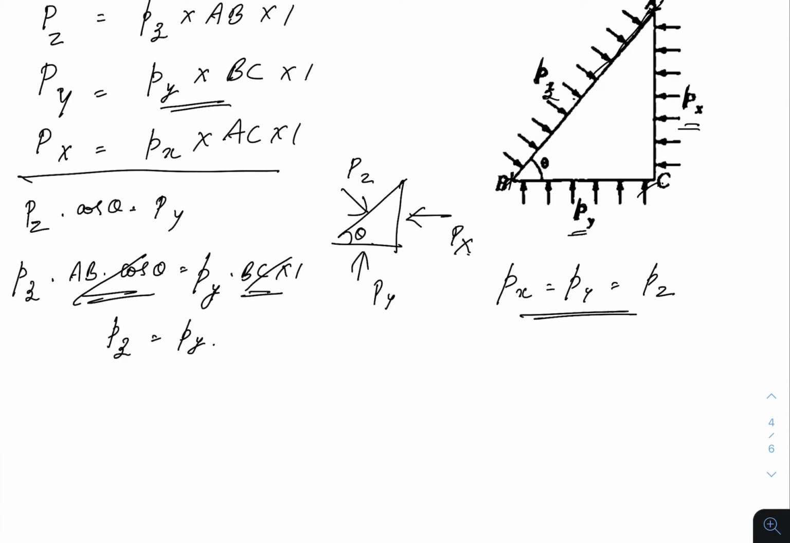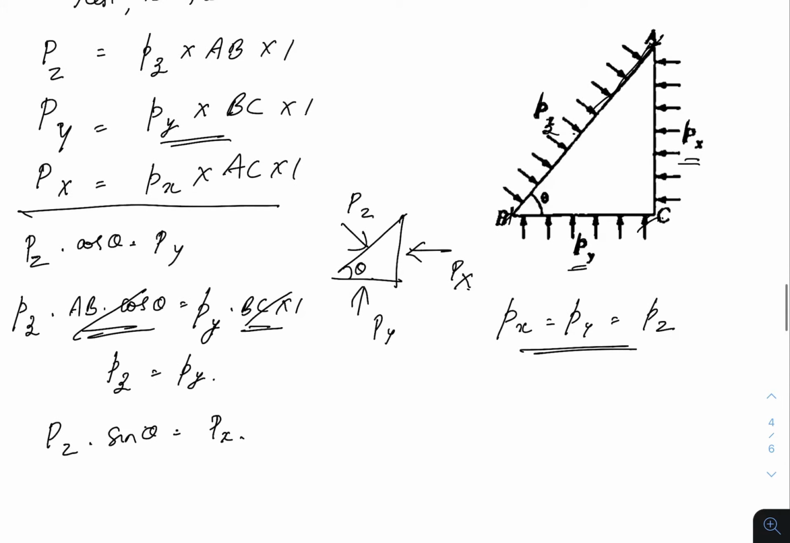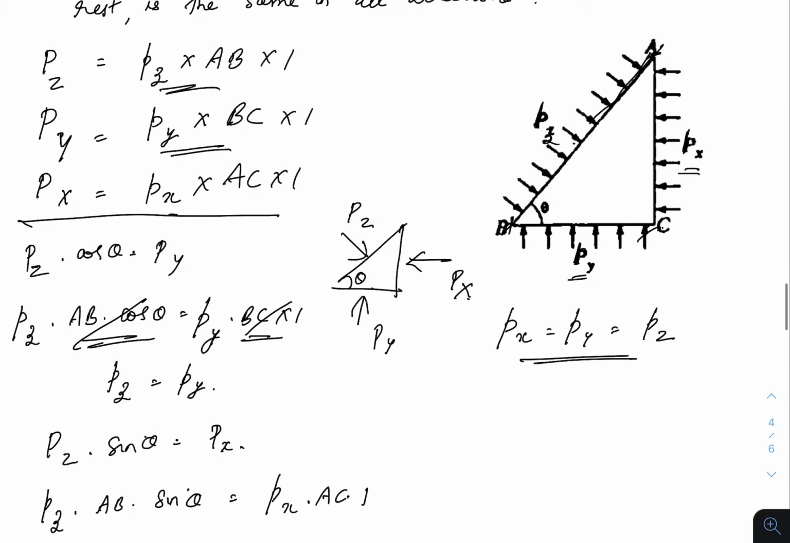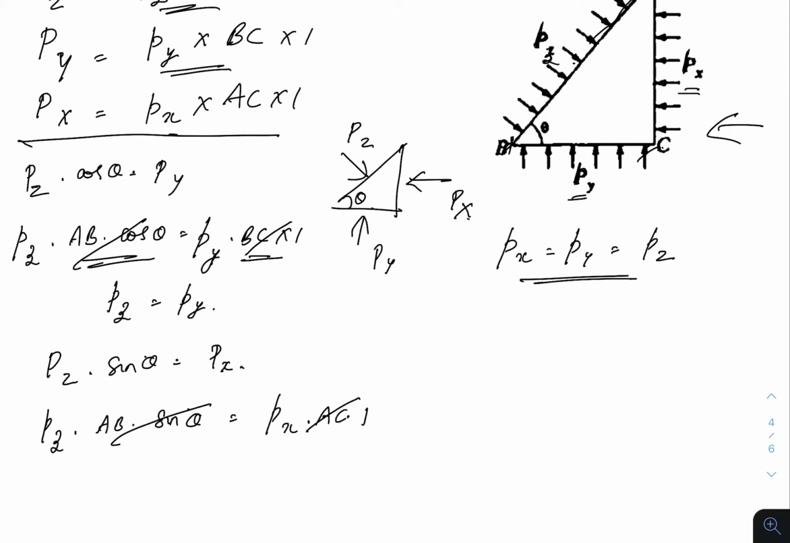Similarly, if I'm taking resolving forces in the sine direction, that is Pz into sine theta, it becomes Px. So we'll get small pz into AB into 1, into sine theta, that is equal to capital Px, means small px into AC into 1. But we know that AB sine theta is equal to AC from this figure, so this cancels out. From here we get Pz is equal to Px.